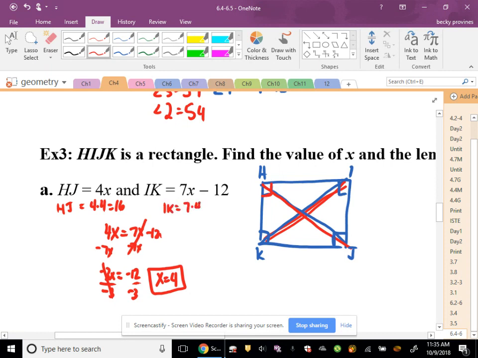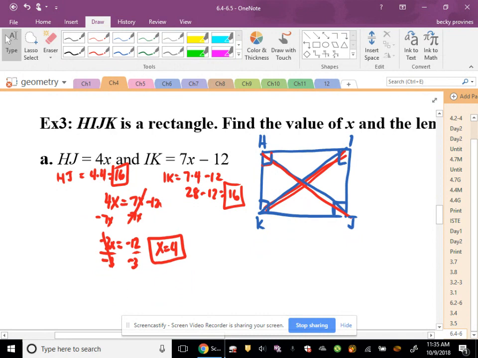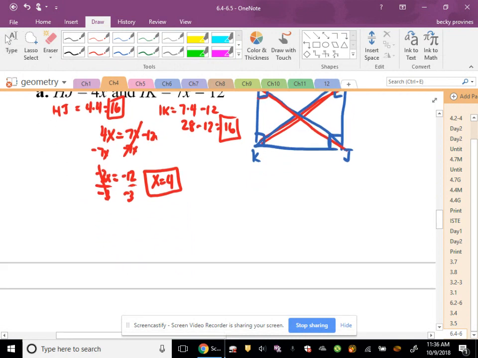IK, 7 times 4 minus 12. So 7 times 4 is 28, minus 12 is 16. Okay, that's good. They're the same, and they should be, because diagonals of a rectangle are equal.